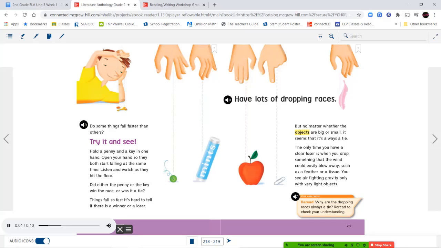Stop and check. Reread. Why are the dropping races always a tie? Reread to check your understanding.